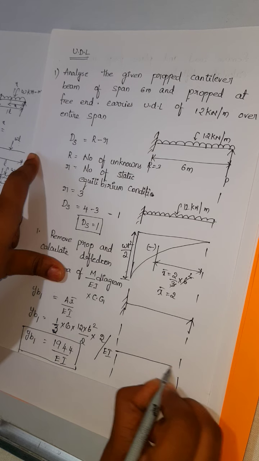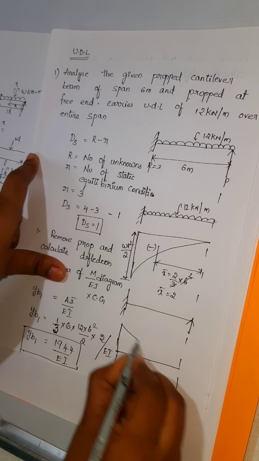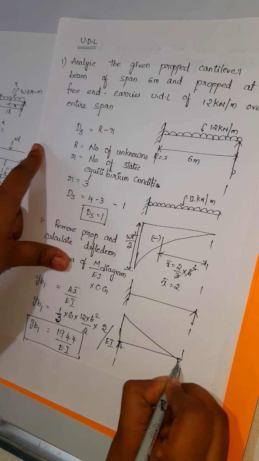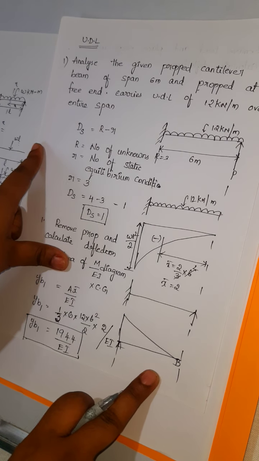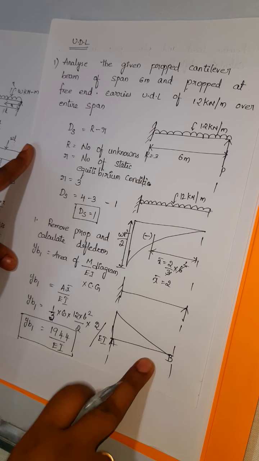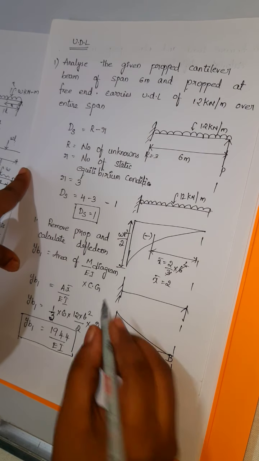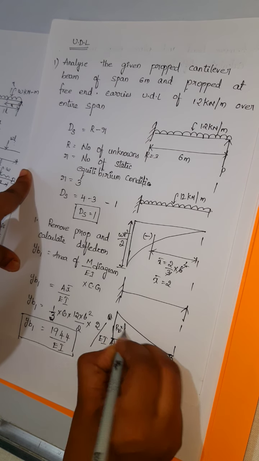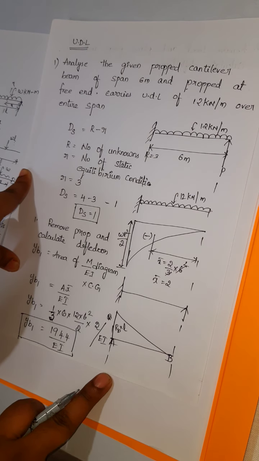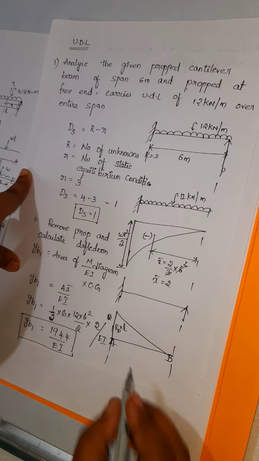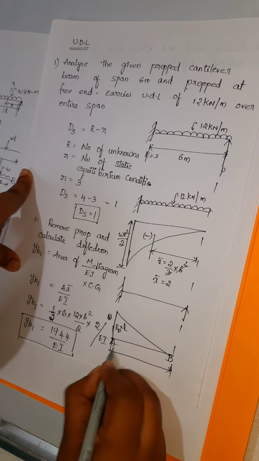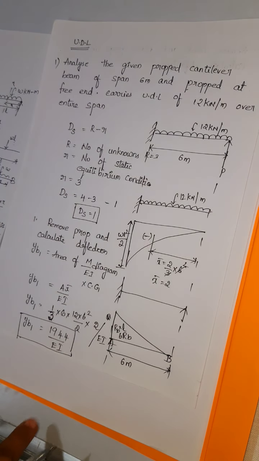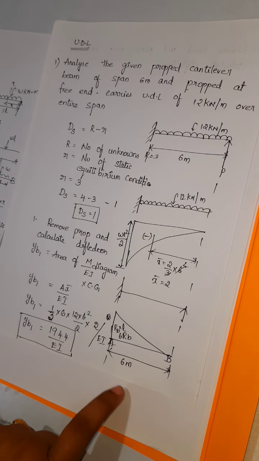How will the bending moment diagram come? The bending moment diagram will come like this. Okay, A and B. I have already told you in lecture 2 how this bending moment diagram will come. This is my height of the bending moment, I am writing RB into L. This is my A and this is my B, and the total distance is 6 meters. So RB into L, I am writing as 6 RB.